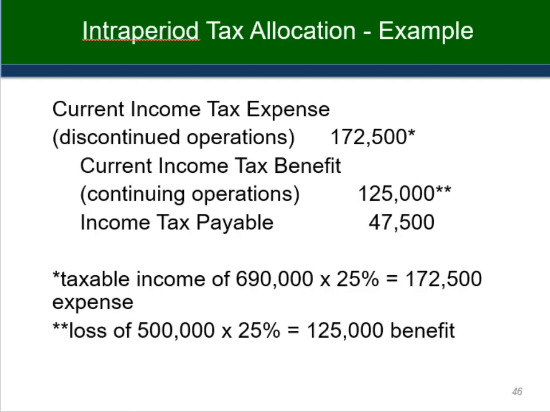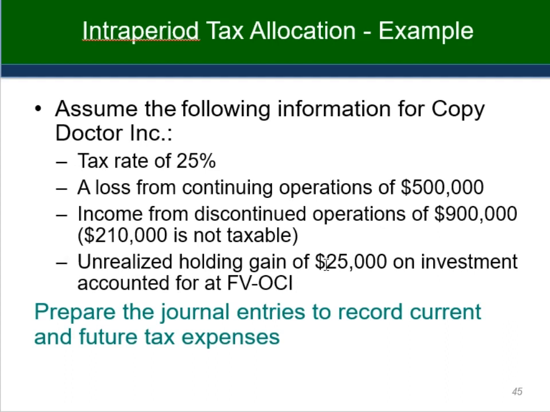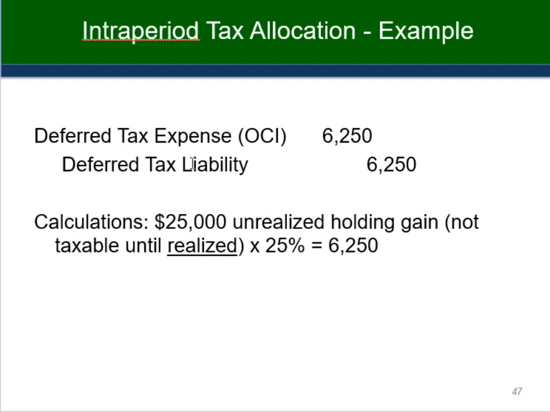We also have the effect of the unrealized holding gain of $25,000 on the investment accounted for at fair value through other comprehensive income, and that would be this deferred tax expense. The deferred tax expense in other comprehensive income would be $6,250. A deferred tax liability would be set up at $6,250 on the balance sheet. So there's a $25,000 unrealized holding gain, which wouldn't be taxable until it's actually realized in cash. So 25% is the amount of this deferred tax expense in other comprehensive income.